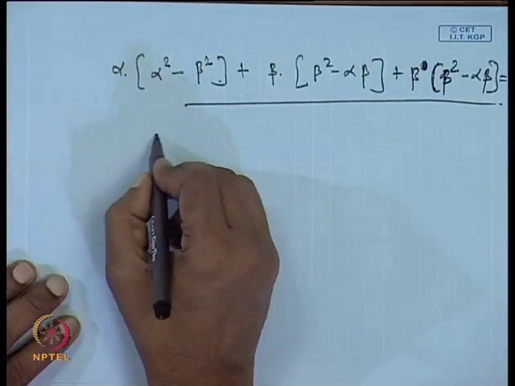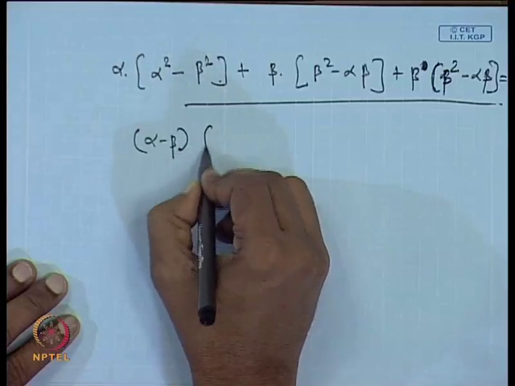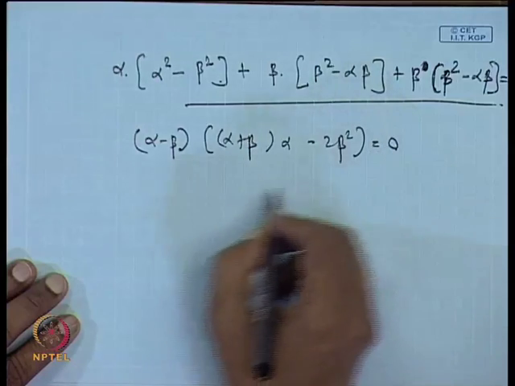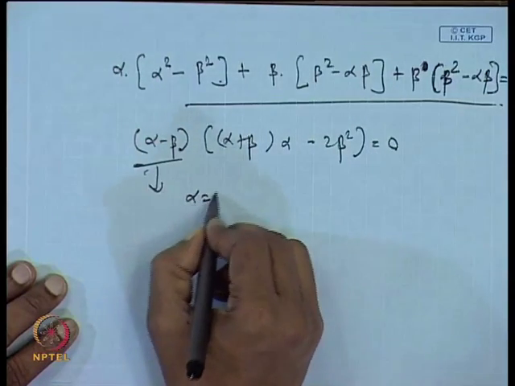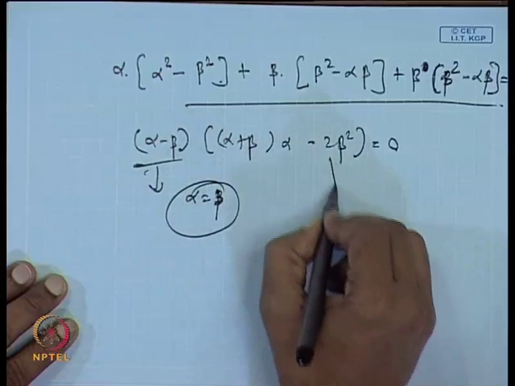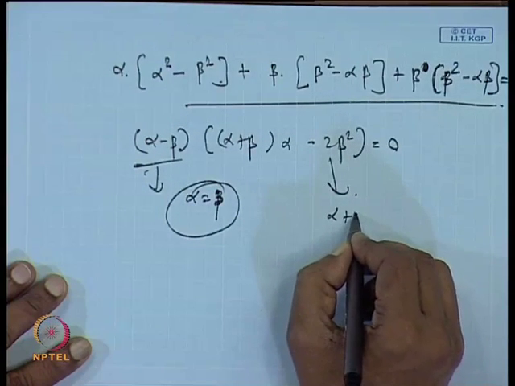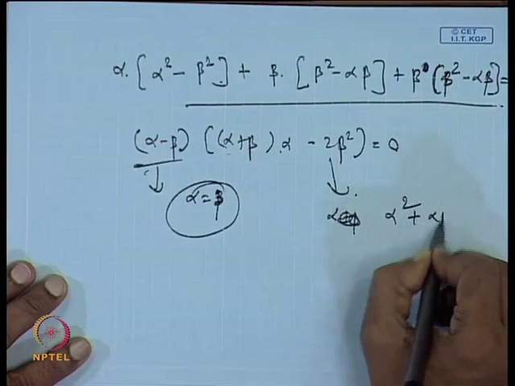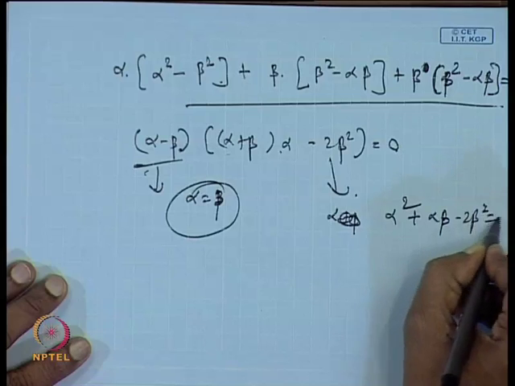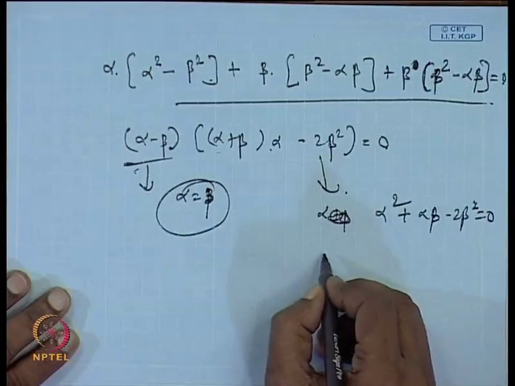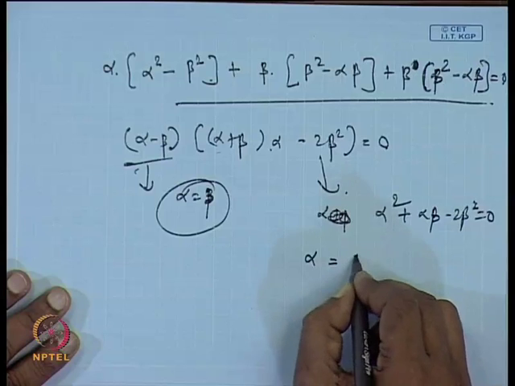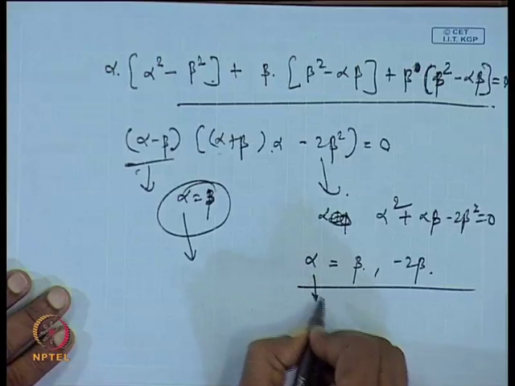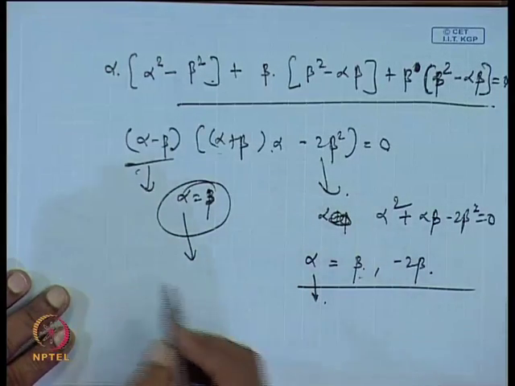Solve it, and once you solve it, you will get this equation, and this gives you alpha equal to beta, and this will yield alpha square plus alpha beta minus 2 beta square equal to 0. So, alpha will be equal to either beta or minus 2 beta. So, you have got these quantities, alpha equal to beta or alpha equal to minus 2 beta.